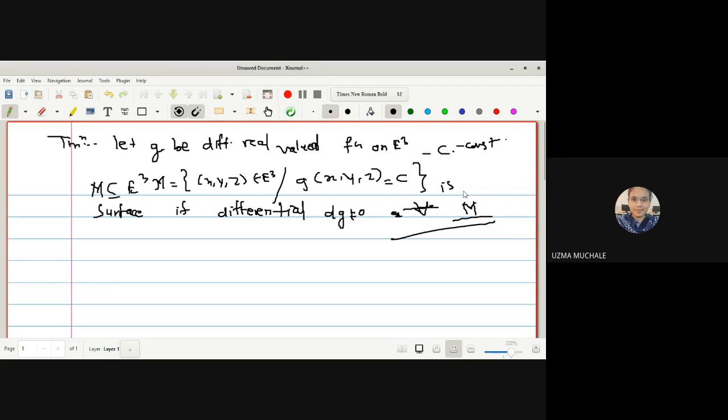Correct? So we can consider P to be any point on the surface M. For every point P on the surface M, if dg is not equal to 0, it ensures that it is a surface. Okay, subset M of E3 is a surface if dg is not equal to 0. What is the condition given? The construction of the surface is given in such a way that g of xyz is equal to some constant C. Because whichever surface you define, just like we have seen for the last example, the last example we have seen with the help of the definition itself, right?